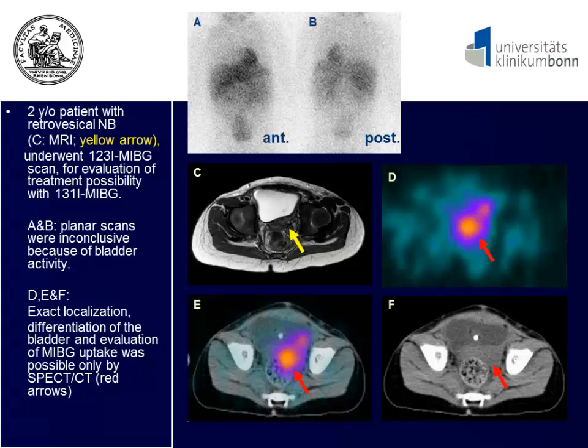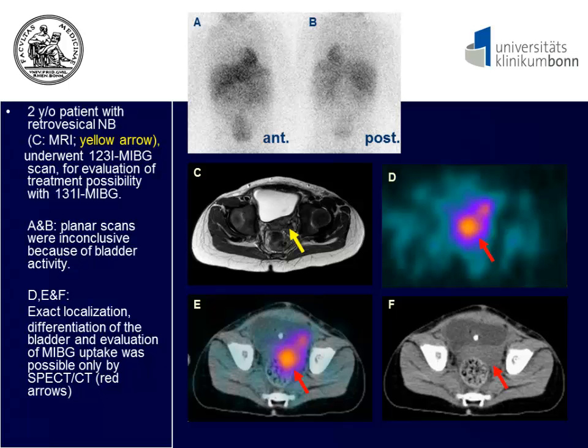Another example, a 2-year-old patient with retrovesical neuroblastoma. It's not easy to evaluate the retrovesical area. And as you see here in this scan, you can't actually find any suspected accumulation. Here you see the accumulation in the bladder. The tumor was in the dorsal part of the bladder in MRI, and in SPECT CT we could evaluate and localize the accumulation in this area. It means we could after that treat the patient with I-MIBG therapy.